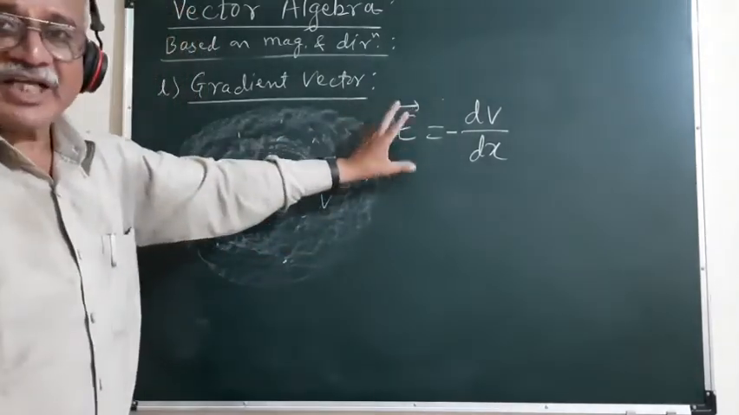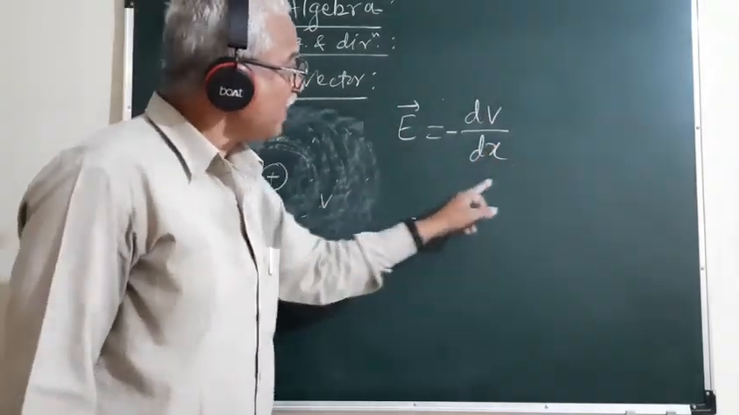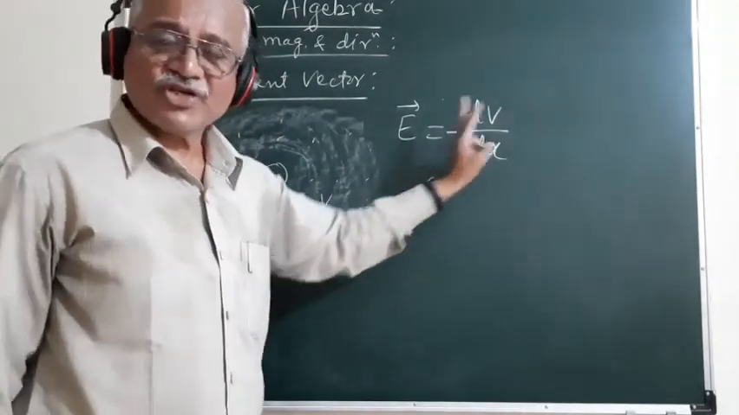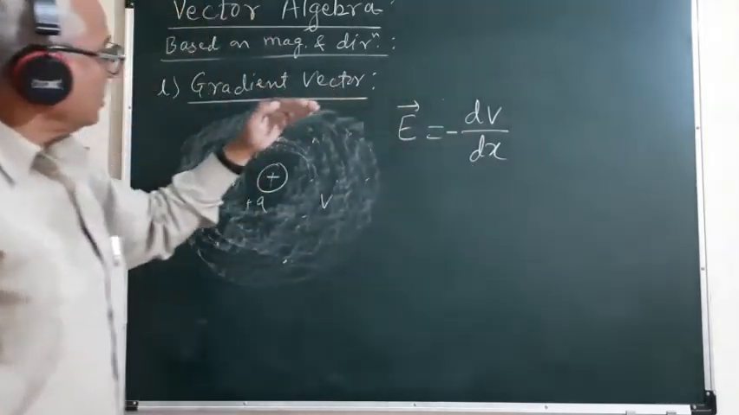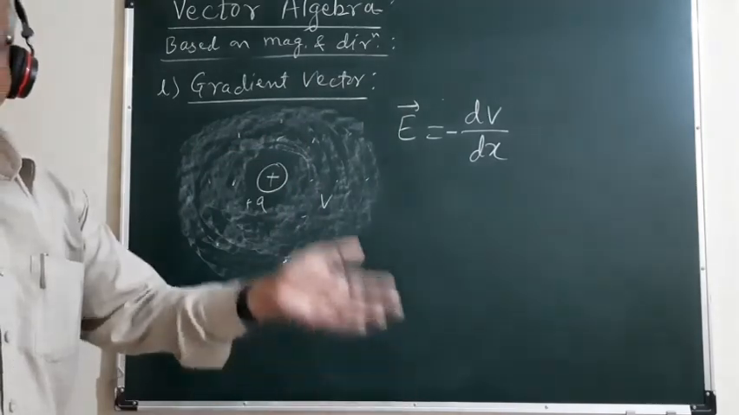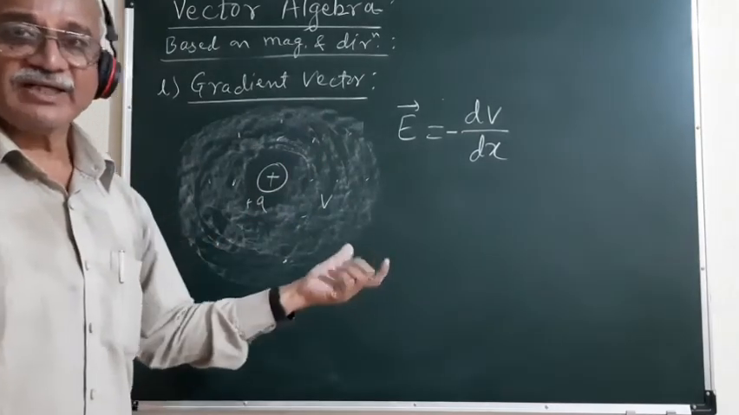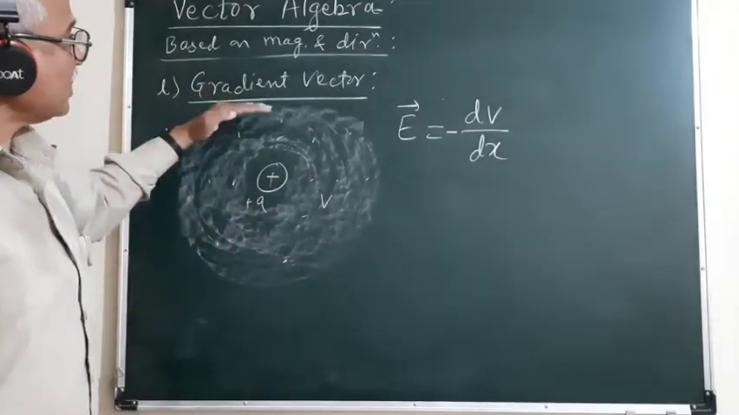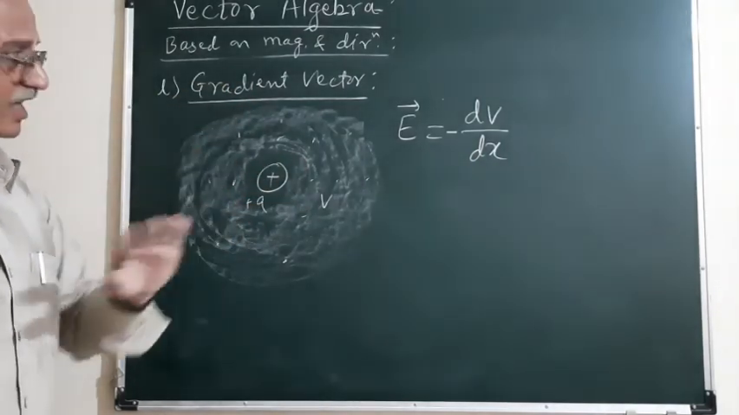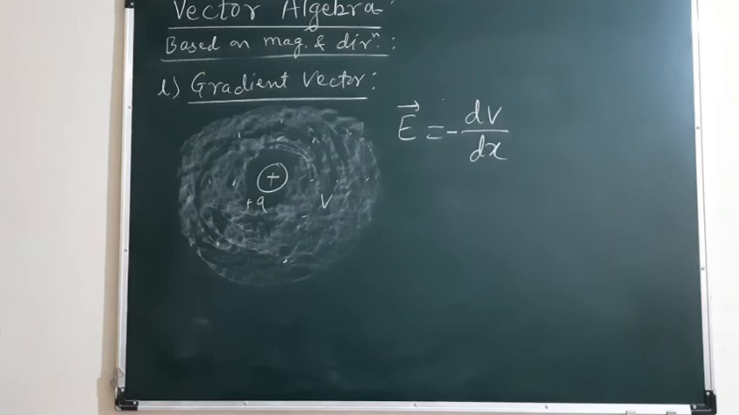So such a vector E bar here is expressed as the negative rate of change of electric potential. So such kinds of vectors which are defined or derived as the rate of change of a scalar quantity or scalar field are called gradient vectors. Such vectors are called gradient vectors. So this concept of gradient vectors we are going to discuss in the next part.